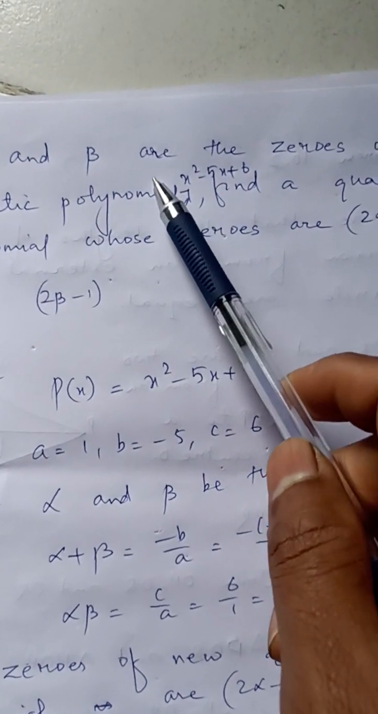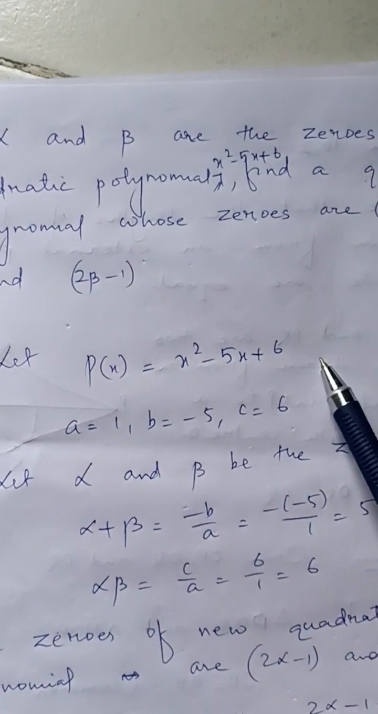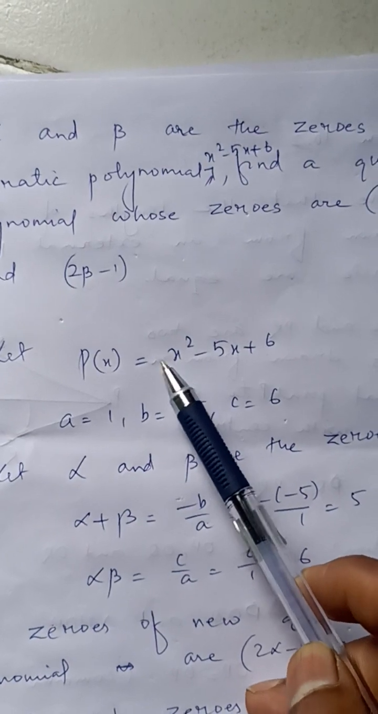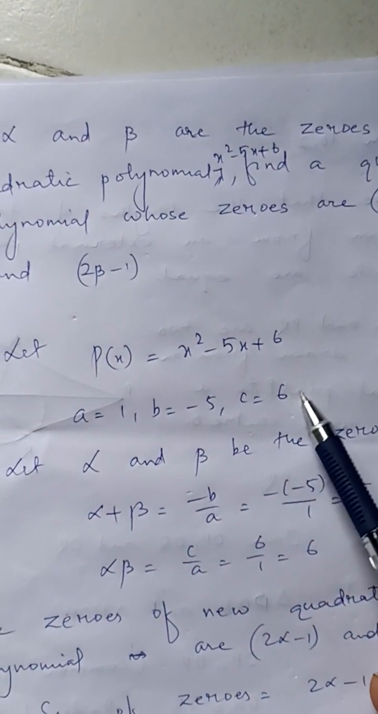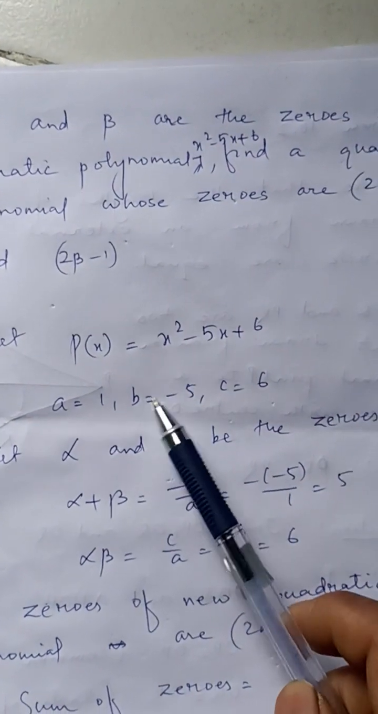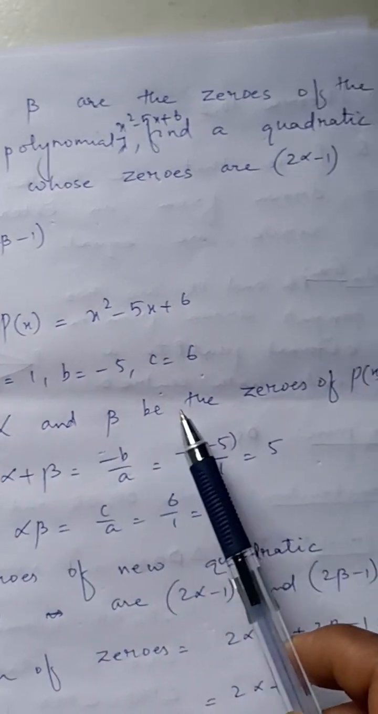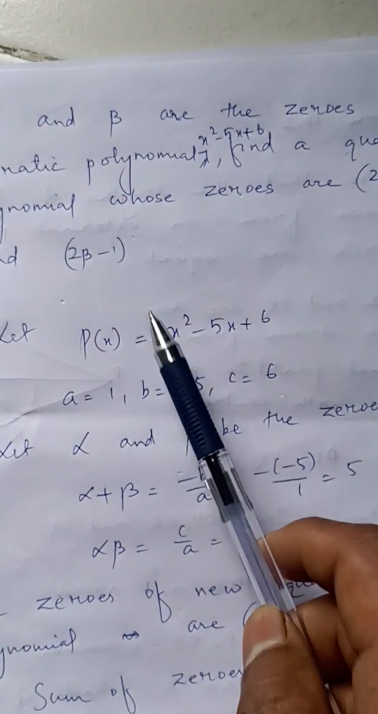So this is the given polynomial. Let p(x) equal this. Then from here a will be 1, b is minus 5, c is 6, we write. Then this alpha and beta are the zeros of this polynomial, so we write: let alpha and beta be the zeros of our p(x), which is this.